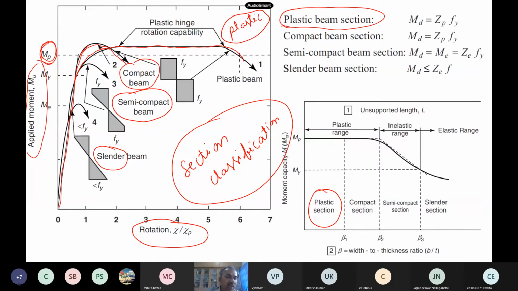Now semi-compact is there, so the whole section will not be plastified after reaching some fibers in plastification. Immediately, because of the buckling or whatever, it just collapses here. Okay, so this we call semi-compact. Then slender section. Slender means it will not even reach this MY itself, so it just collapses like this. So the same thing which we have done for the compression member, whatever we discussed in the starting, the same concept can be used here.